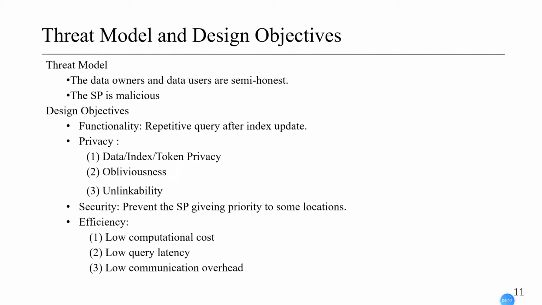As for the threat model, we assume that data owners and data users are semi-honest, and the service provider is malicious. We formally define our 4 design objectives: functionality, privacy, security, and efficiency. For functionality, our scheme allows users to query a previously matched data item even if the provider has updated the index. Second, privacy. We aim to provide strong data index and token privacy and achieve repetitive query in an oblivious and unlinkable manner. The third one is security. We should prevent the service provider from abandoning the preferred data item in case the provider colludes with a data owner to give priority to some locations. The last one is efficiency. We achieve 3 main objectives: low computational cost, low query latency, and low communication overhead.